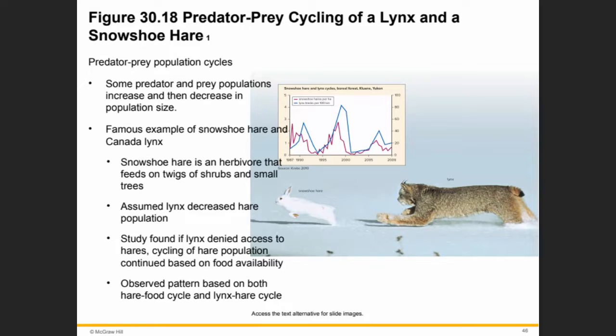Studies have found that if the lynx are denied access to the hare, cycling of the hare population continues based on the food availabilities. So this observed pattern is based on both the hare-food cycle and the lynx-hare cycle.